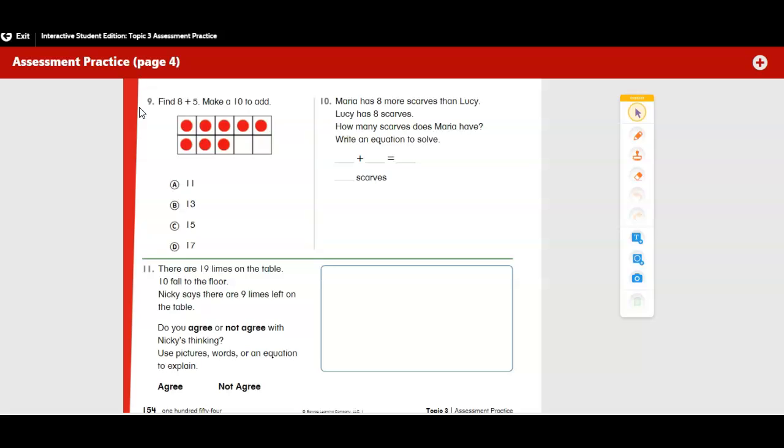So on number 9, it gives us a tens frame to work with. So if we need to find 8 plus 5, we can see that there are 5, 6, 7, 8 already in the tens frame, and we need to add 5 more. So you are going to make 10 with the tens frame, and then find your answer choice below, and you will fill in that circle.